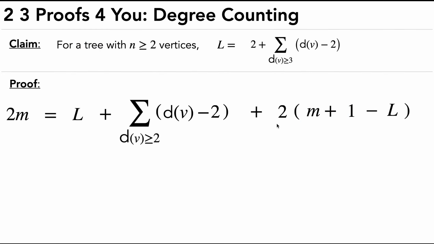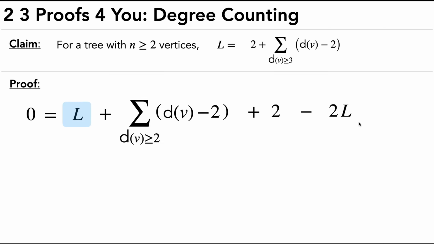Let's expand and carry out the 2. This is really nice because this 2m and this 2m cancel each other out. Then we can also combine this L and this minus 2L and bring all the terms to the left side. All right, we're getting closer. Let's also bring this 2 to the left-hand side so it looks more like what we're trying to show. And we are almost there.